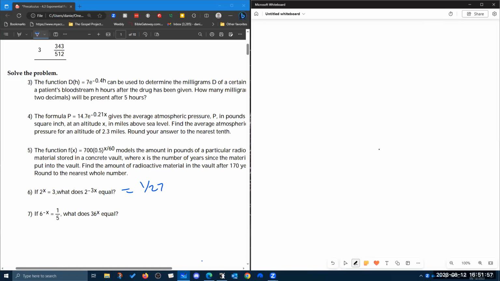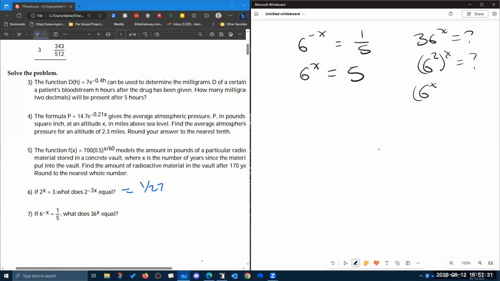And then if 6 to the negative x is equal to 1 over 5, 36 to the x equals what? So if 6 to the negative x equals 1/5, then 6 to the x equals 5. And 36 to the x is 6 squared to the x, which, because this is multiplication of exponents, I can change the order and it doesn't matter. So that's 5 squared, which is 25.